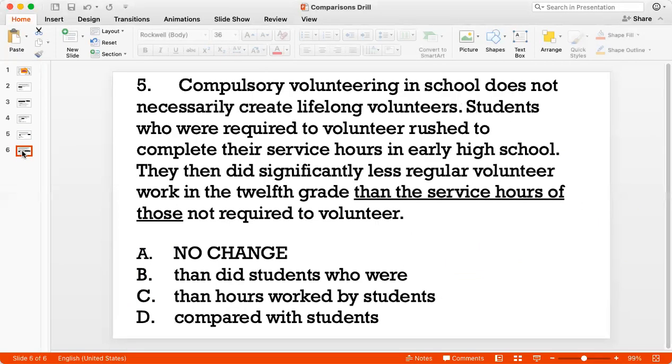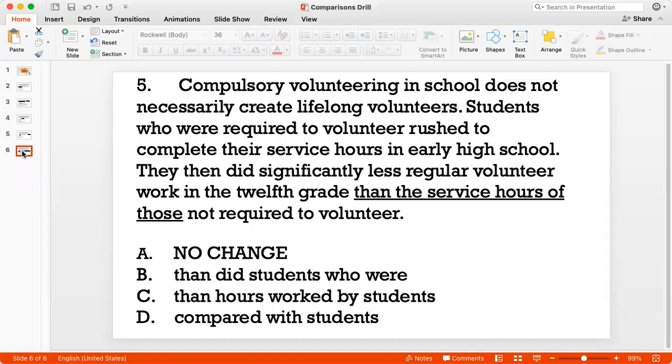Question 5. Compulsory volunteering in school does not necessarily create lifelong volunteers. Students who were required to volunteer rushed to complete their service hours in early high school. They then did significantly less regular volunteer work in the 12th grade than the service hours of those not required to volunteer. So let's again always first look at what the sentence is trying to say.